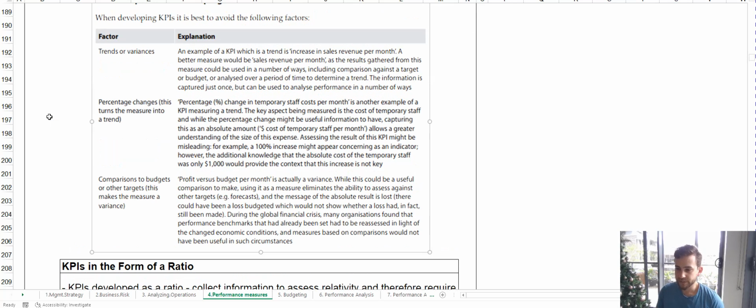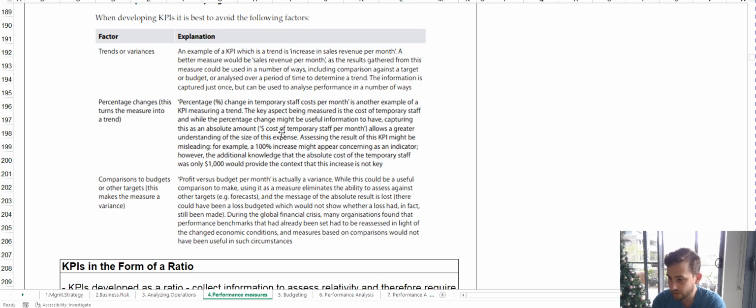Okay, so the next one is percentage changes. This is fairly similar to the first one, where it's saying percentage change in temporary staff cost per month is very similar to the one above. Because you're saying percentage change, you're using two data points, right? So you're locking in two data points. You're locking in this month or last month, or this year versus last year, and so forth.